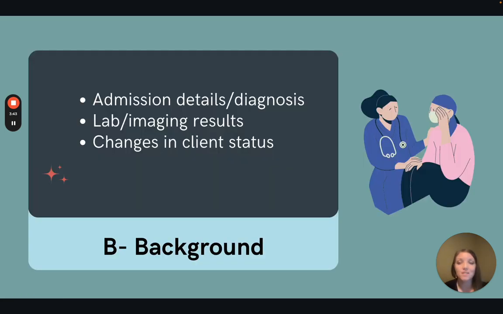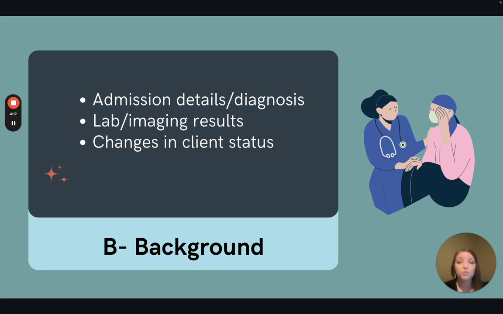Okay, do you remember what comes next? Next is B for background. With background, you are going to give a short summary of the client's history. What do you think is important information that should be included in this step? Important background information would include the date and time of admission, the admitting diagnosis, past medical history, any lab or diagnostic test results, and even changes in the client's status.